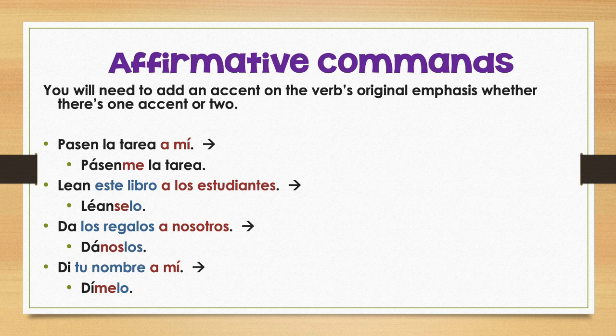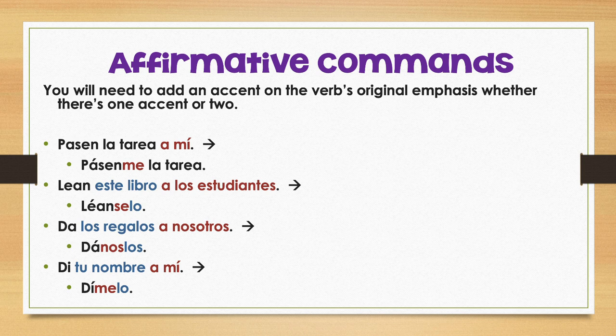Next, if it's an affirmative command, if we're telling somebody to do something, whether we're adding one or two, we most of the time need an accent, and you just have to say it out loud, and wherever you hear the emphasis, that's where it goes. There are a few exceptions if it's a single syllable command, but for now, let's just say you're going to put an accent on there. So, for example, pasen la tarea a mí. Pásenme la tarea. So you have to say it out loud. It's pásenme because the original emphasis was pasen, so the accent's on the a.